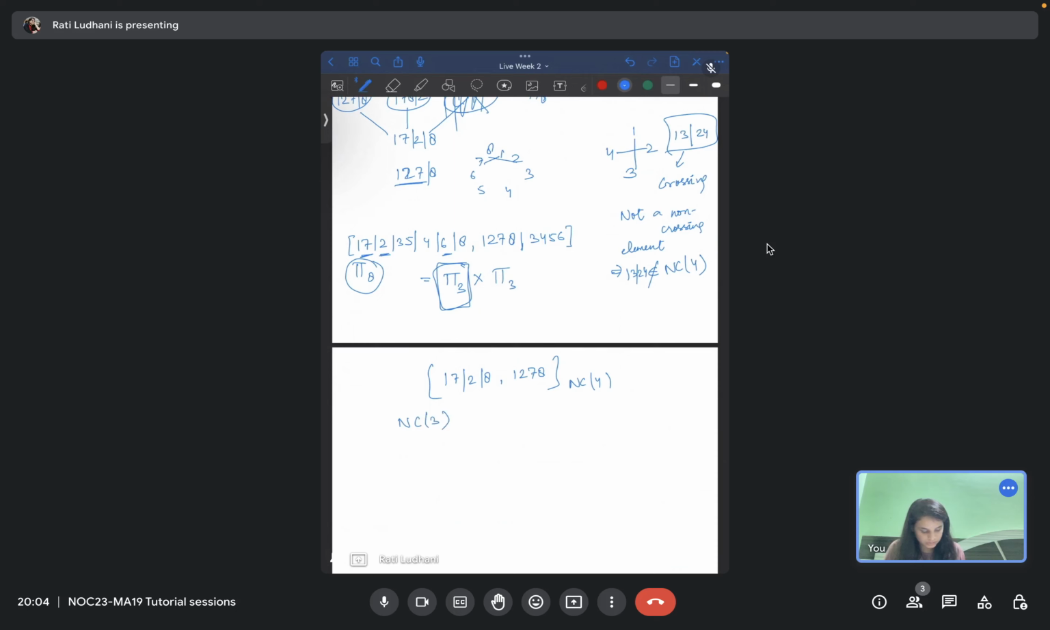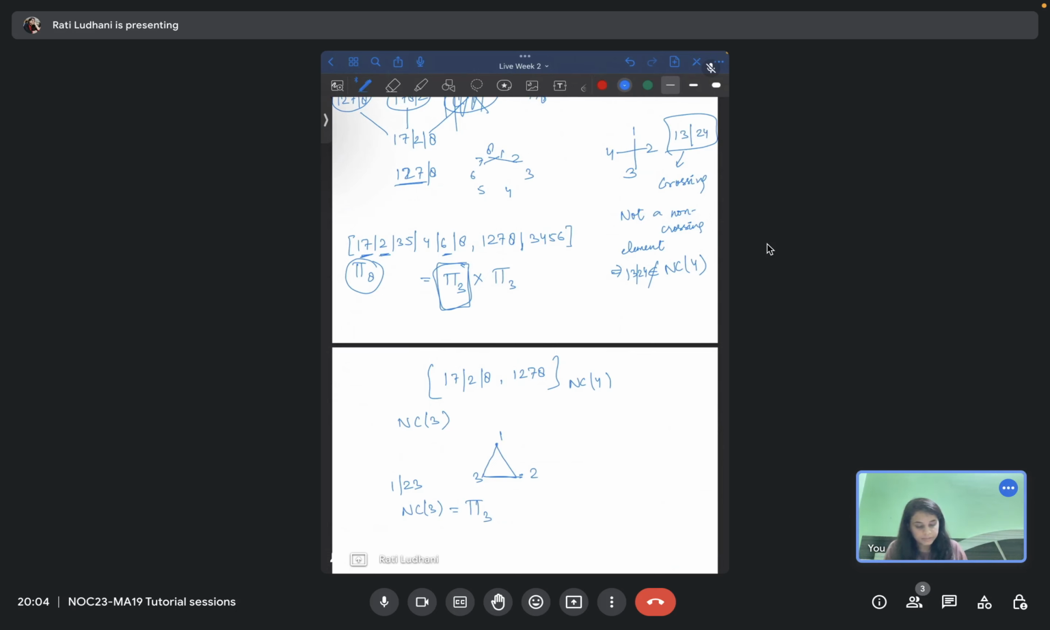So for NC3 you have 1, 2, sorry, 1, 2 and 3. So whatever you have, you cannot cross. In 3 you cannot cross. For crossing there should be 4 elements, something like a cross. So for that you should have 4 elements to begin with. So in NC3 all are the same as pi 3 basically. All the elements are non-crossing.